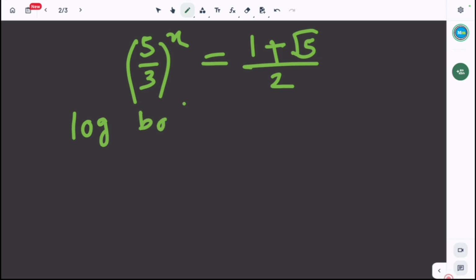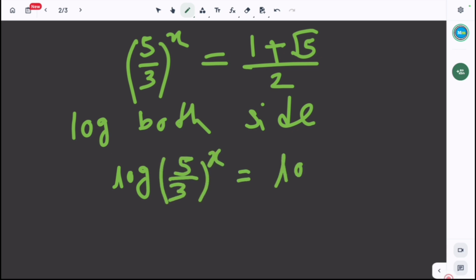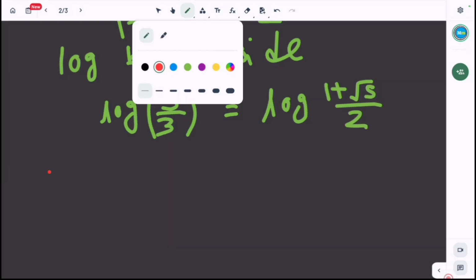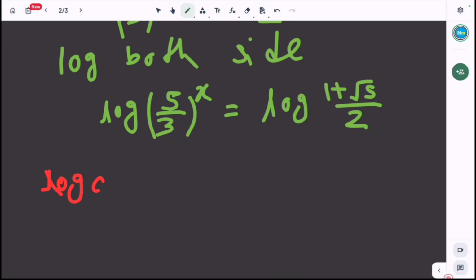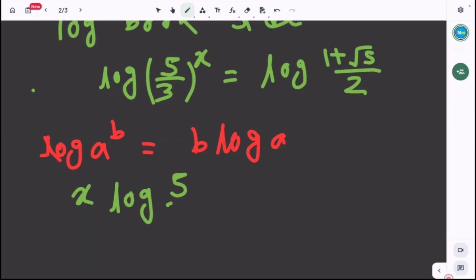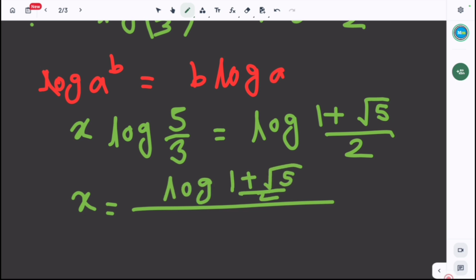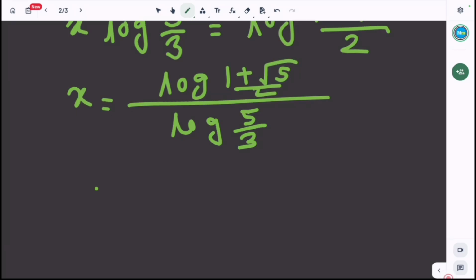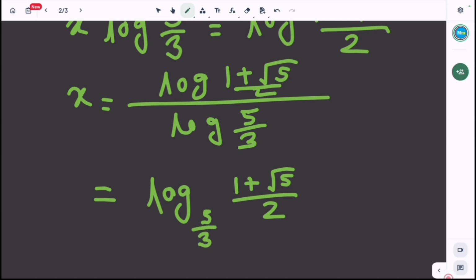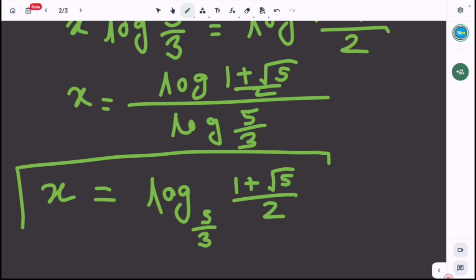Taking log on both sides, log of (5 by 3) whole to the power x equals log of (1 plus root 5) by 2. And now from the formula log a to the power b equals b log a, x log (5 by 3) equals log of (1 plus root 5) by 2, and then x equals log of (1 plus root 5) by 2 divided by log (5 by 3), and that also can be written as log of (1 plus root 5) by 2 to the base 5 by 3, and we get the value of x here.